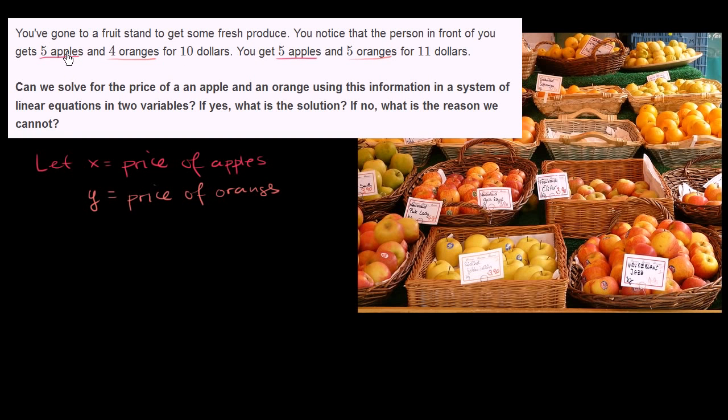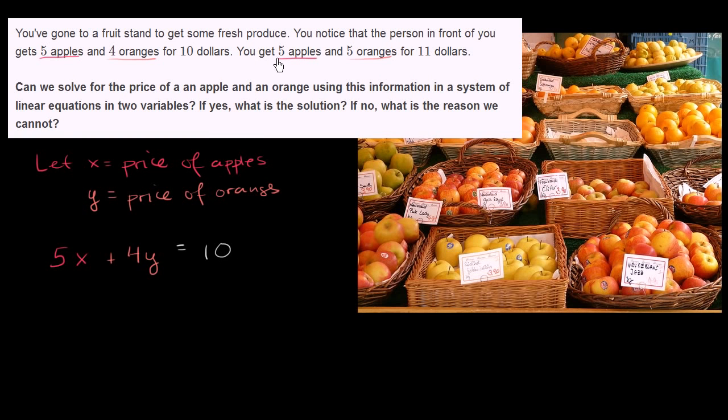They bought 5 apples. So how much did they spend on apples? Well, they bought 5 apples times X dollars per apple. So they spent 5X dollars on their 5 apples. And they bought 4 oranges, so 4 oranges times Y dollars per orange. So they spent 4Y on oranges. So the total amount that they spent is 5X plus 4Y. And they tell us that this is equal to $10.